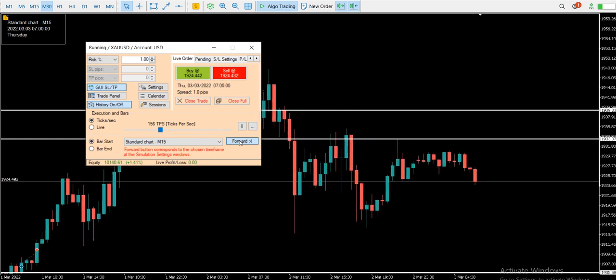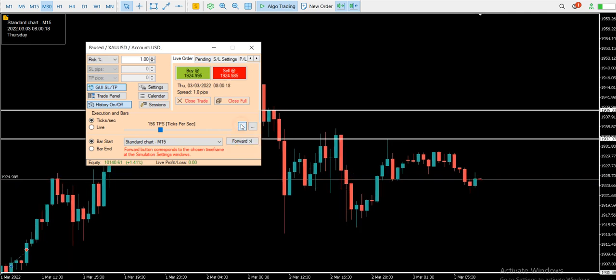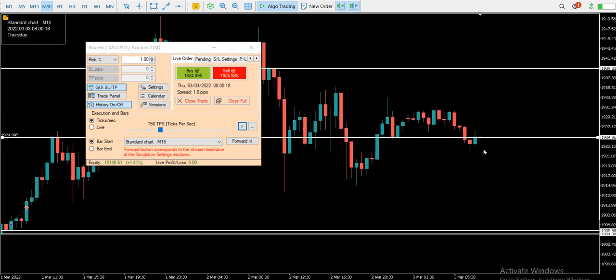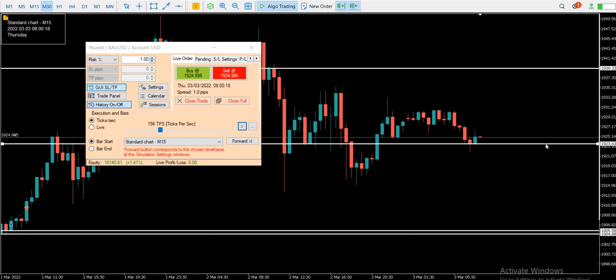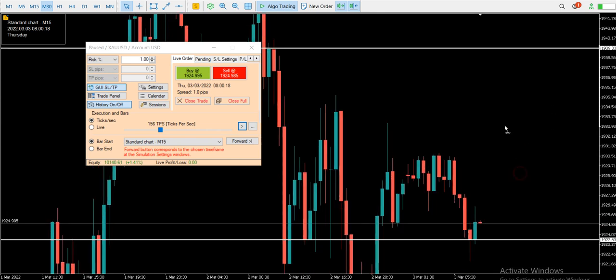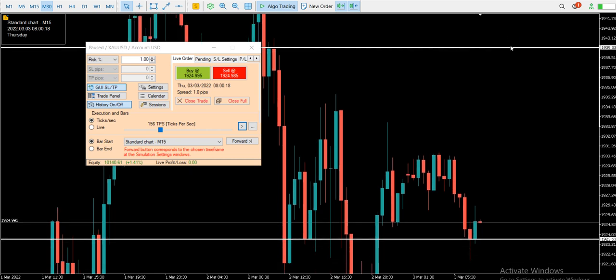Forward the candles and move to 8 o'clock. Okay, now we are at 8 o'clock. Same thing, support maybe right here or right here. Okay, let's just delete all these unnecessary levels. This is the support and this is the resistance.